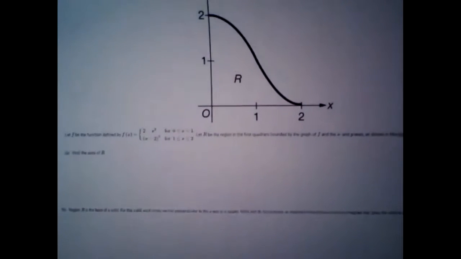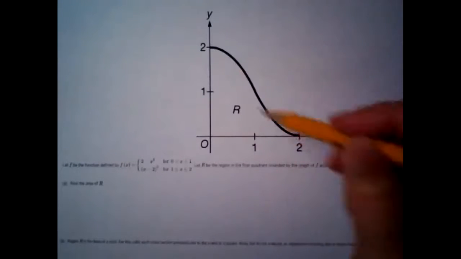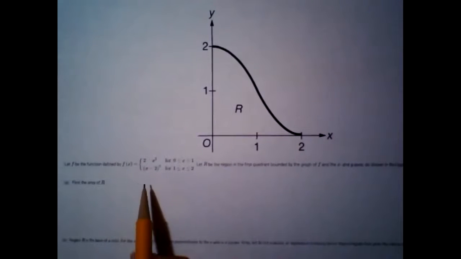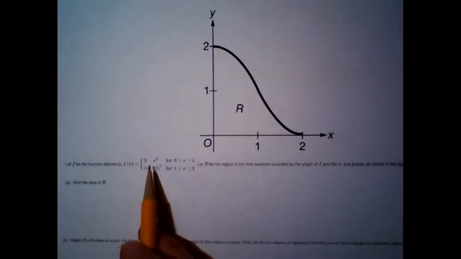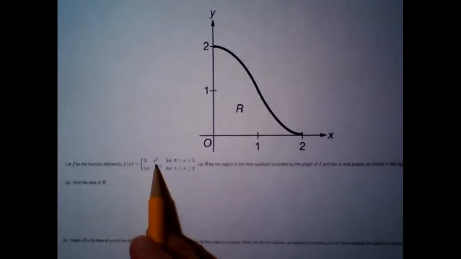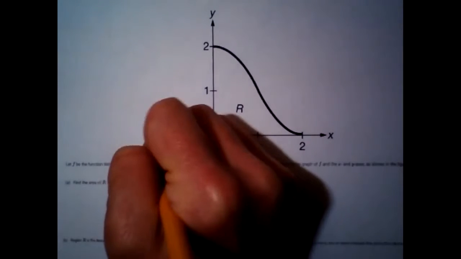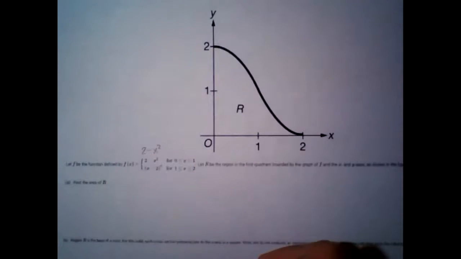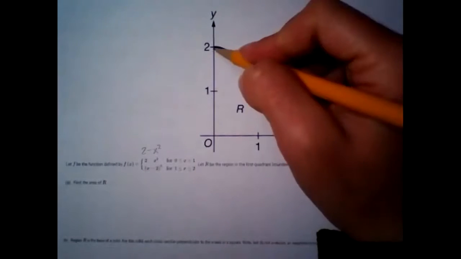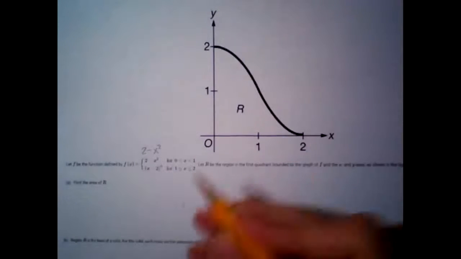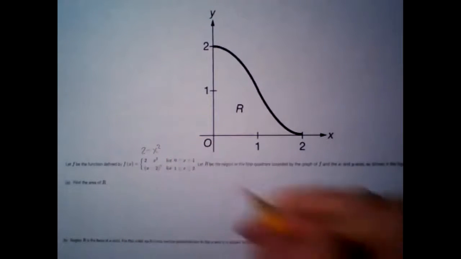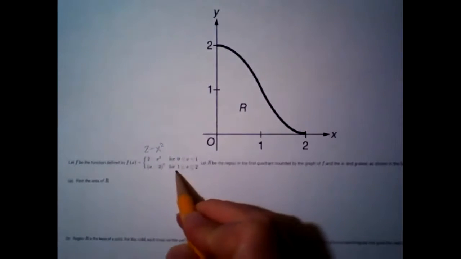So they give us this region R in the first quadrant. This one's a little strange though, they split it, it's a piecewise function. So from 0 to 1, our graph is 2 minus x squared, and I'll write that a little bigger because it's kind of small. So 2 minus x squared for this first part, from 0 to 1, and then it is x minus 2 squared from 1 to 2.